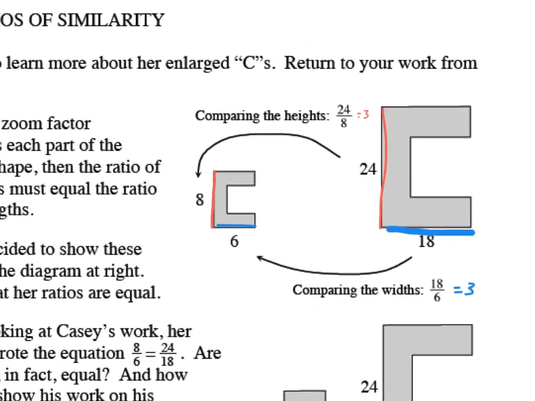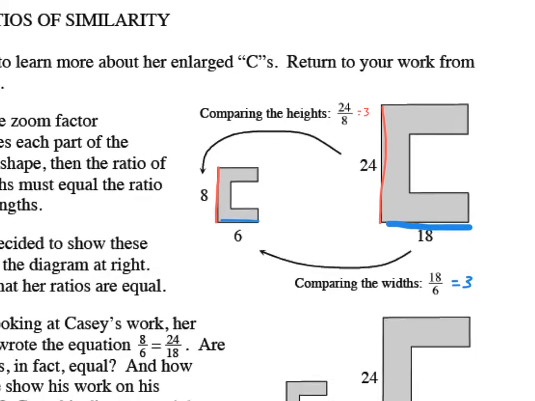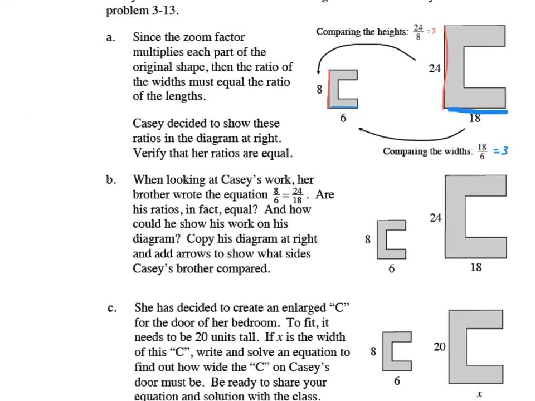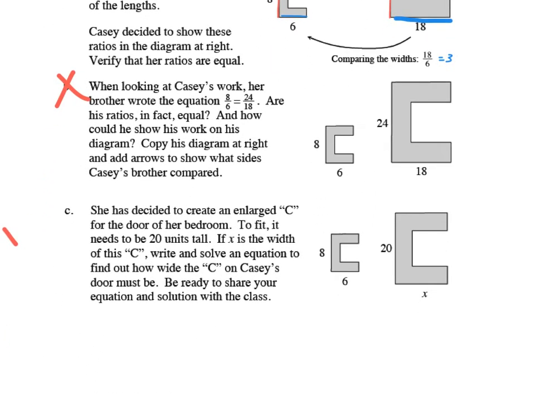That's important. We want to note that these side lengths need to match up with one another in terms of comparing their widths and their heights. Those numbers need to be the exact same. In letter B, it says when looking at Casey's work, her brother wrote down 8 over 6 equals 24 over 18. Are his ratios in fact equal? Yes, they are equal. However, I don't want you to do what Casey's brother did here. I want you to compare the ratios of side lengths that are in the exact same spot. So let's not worry about letter B, but rather look at letter C.